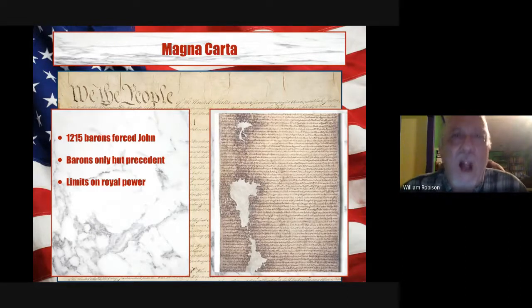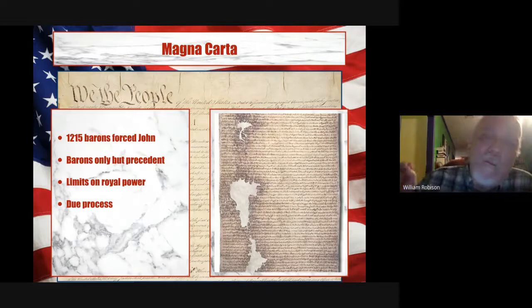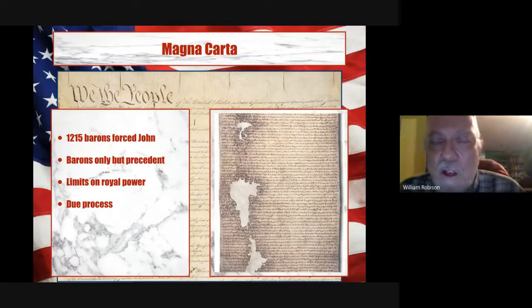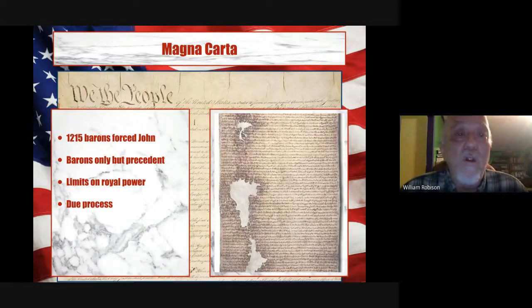It institutionalizes the idea among English speakers that the power of government is limited. It also guarantees due process. You can't simply be arrested and put in jail without being charged with something and put on trial. You are entitled to due process of the law. Now, we guarantee that under something called habeas corpus, which is not written into British law until the 1680s, but it's already there in practice in Magna Carta.